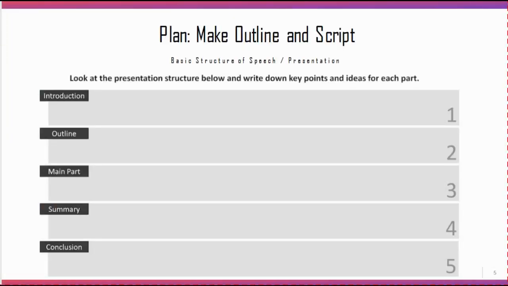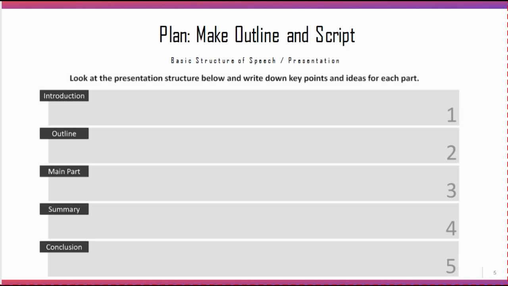Next thing that we'll talk about is outline. This is divided into 5 parts. It's usually 3 main parts: introduction, body or main part, and conclusion, but I divide it into more details. So look at this presentation structure below. Number 1 is introduction. Number 2 is outline. This is the process. Number 3 is main part. Number 4 is summary, and number 5 is conclusion.